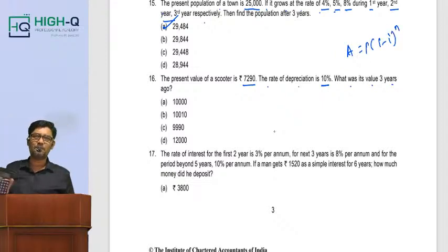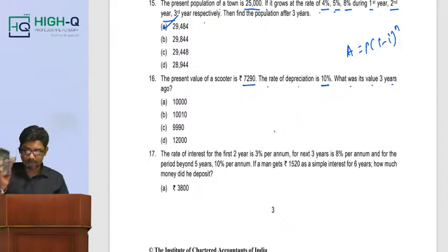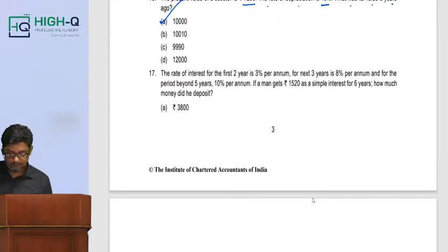Forget about the formula, my dear. I told you already in my time value of money lectures. Without using any formula, by using a calculator, we can get all the problems. So here, what exactly are we going to get? Take the trial and error method. 10,000 minus 10% minus 10% minus 10%. Correct? 7290 I am getting. So option A.